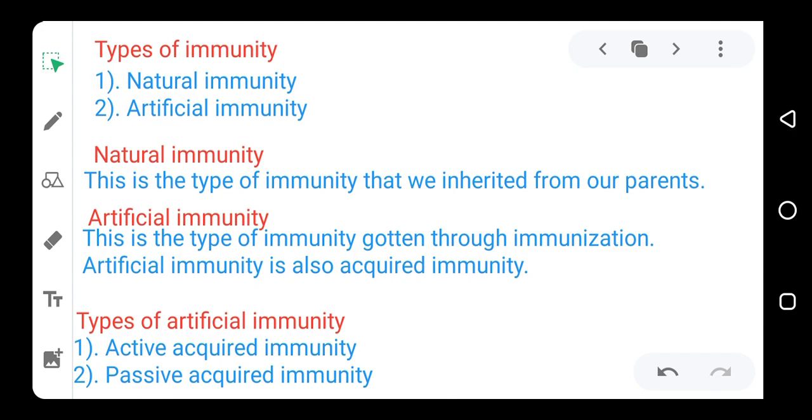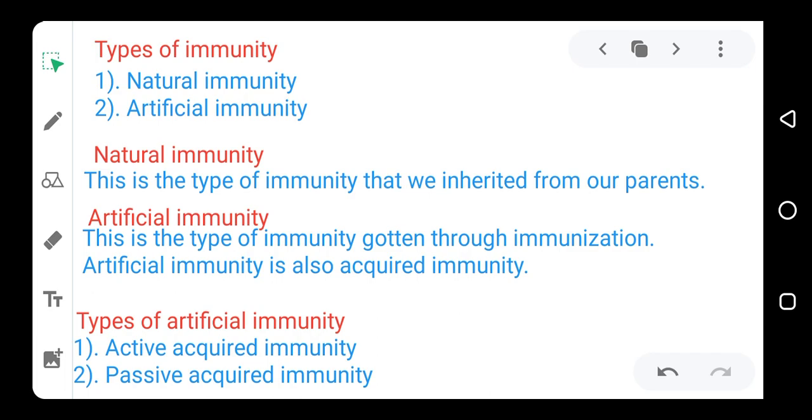Other people have a good body system within them. The body system is healthy enough that it resists diseases easily, and that is natural immunity. Then artificial immunity is when the body is being helped to fight diseases.